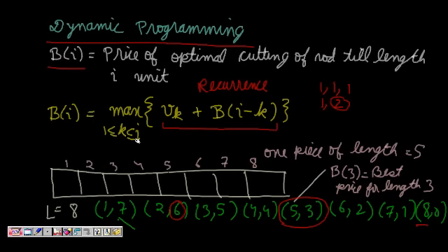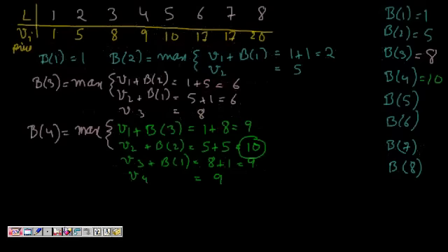So in this algorithm, I will be calculating b1, b2, b3 till bn, and we see that it will take O of n square time. So let's say that this is our problem. I have to find b of 8, that is the best way to cut the rod of length 8, where I am given the price of all smaller lengths.